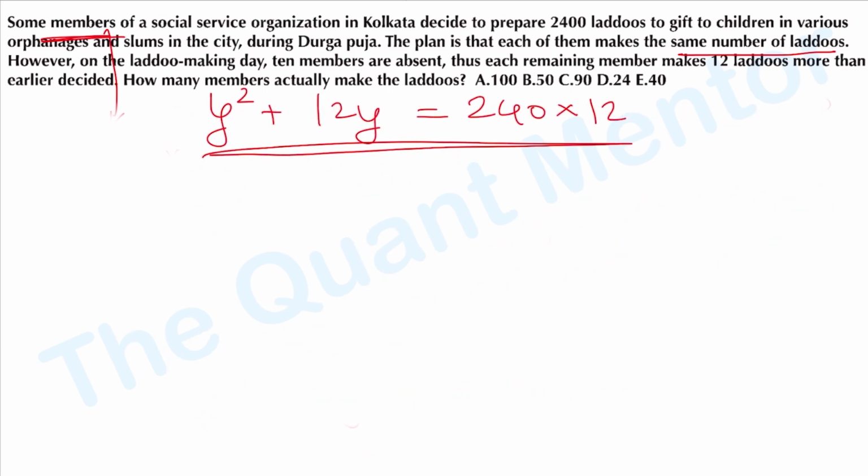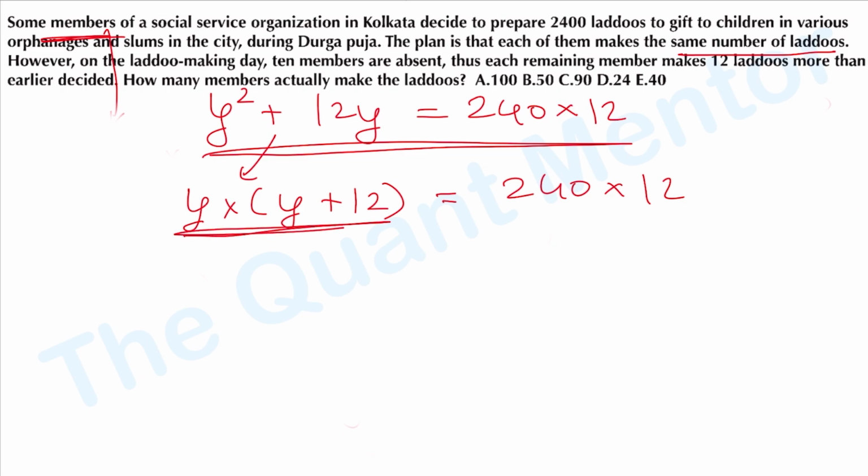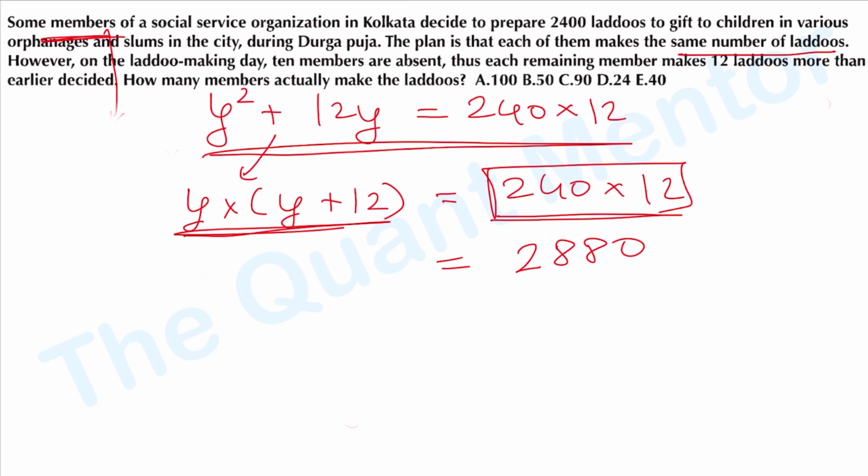Many people break their head trying to factorize it. We simply observe that the left hand side is y into y plus 12, which should be equal to 240 into 12, right? We want a value of y such that if you put y in the left hand side, it should give you the value 240 into 12. So basically we want to split the right hand side as a product of two numbers whose gap is 12. A little bit of mathematical jugglery will show that the right hand side is basically 2880, and obviously y is a factor of 2880.